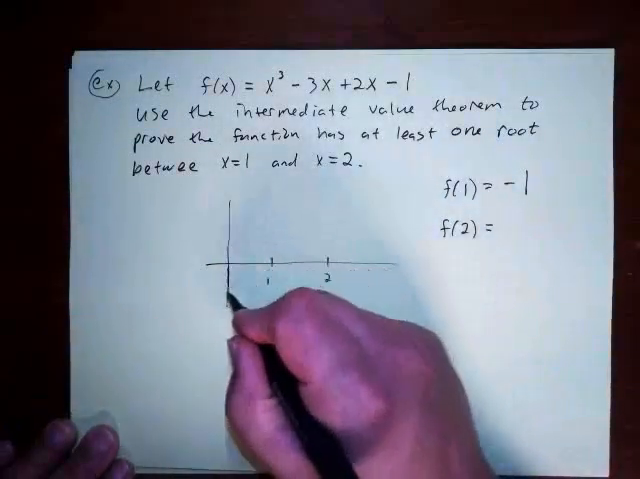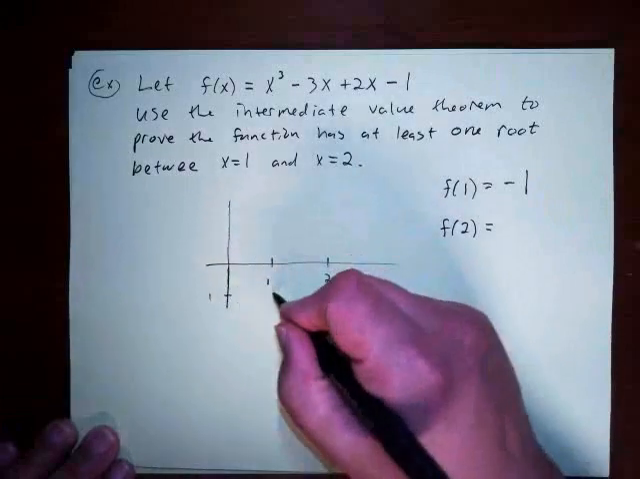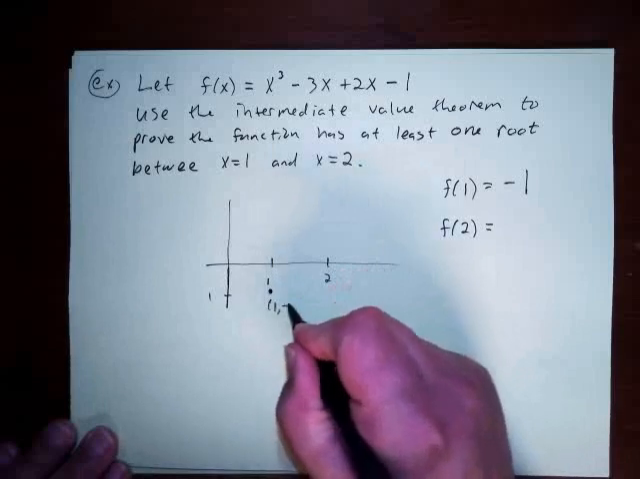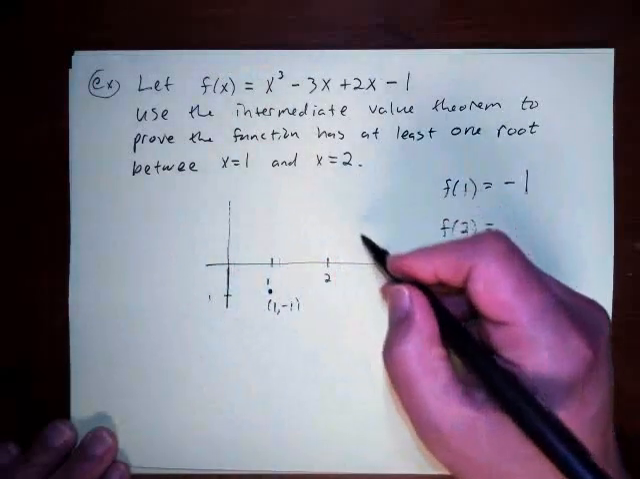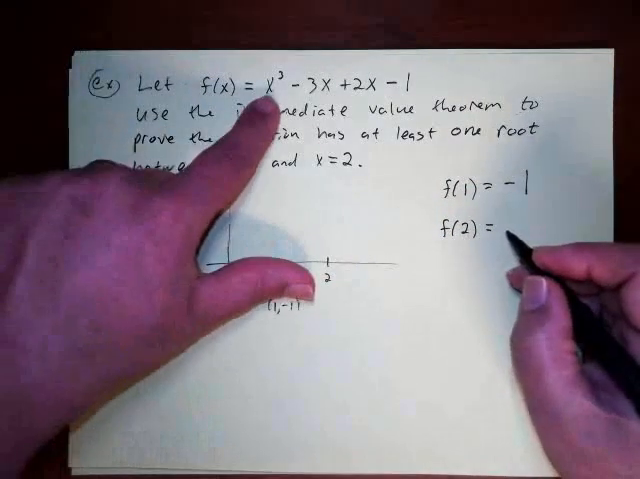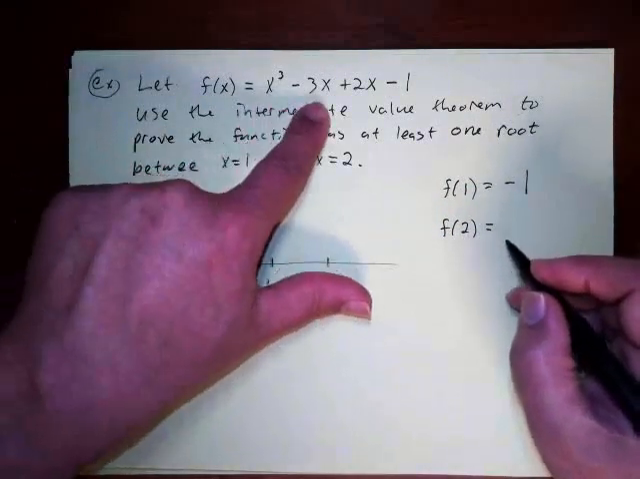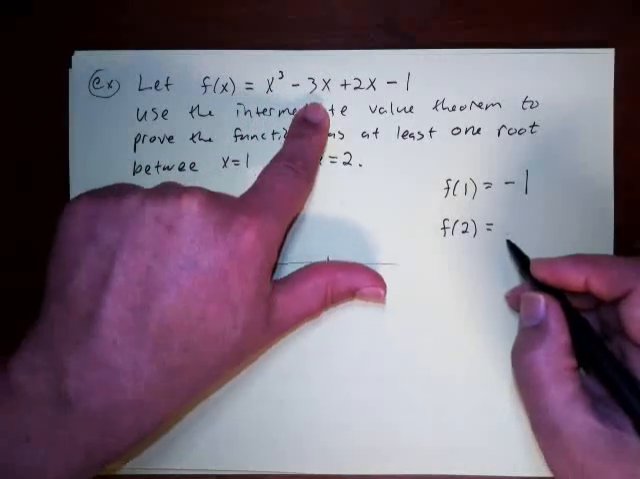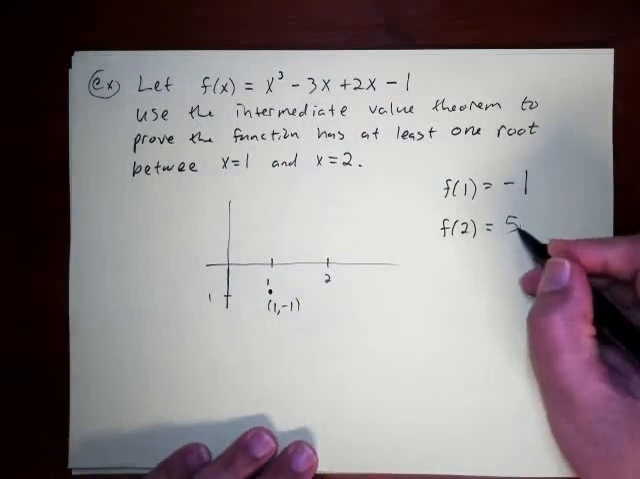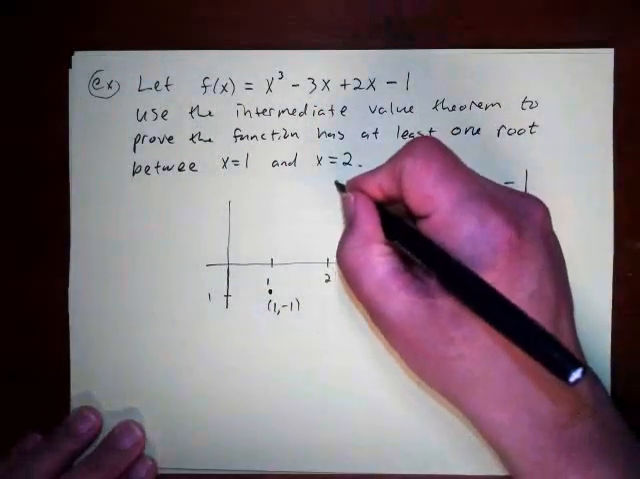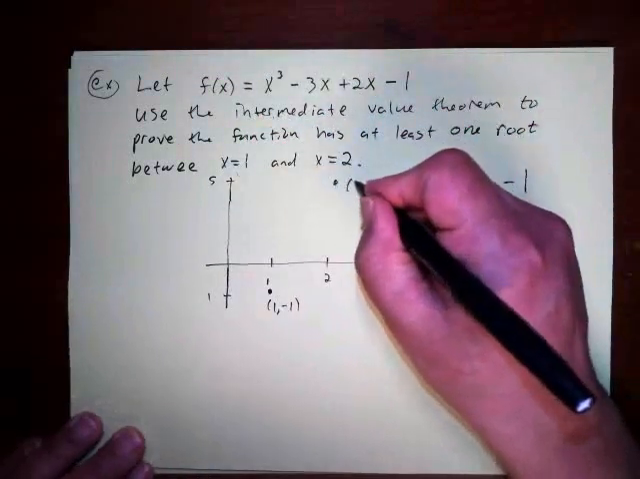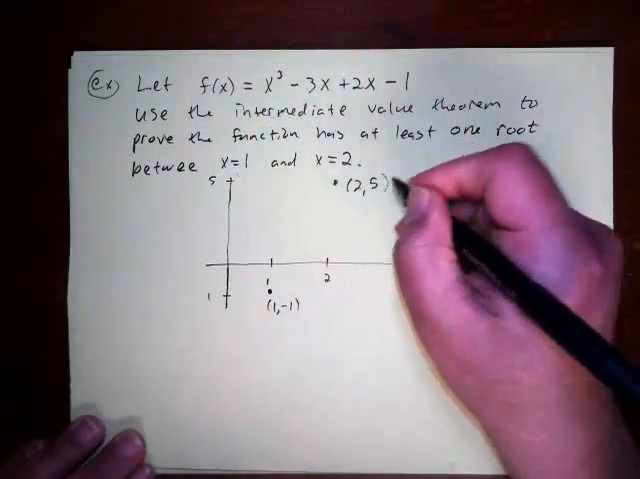So this polynomial, let's say this is 1, is going to go through this point. So this is the point (1, -1). And our polynomial, however it goes, is going through that point. Now, at 2 here, this is going to be 8 minus 6 is 2, plus 4 is 6, minus 1 is 5. So at 2, it's equal to 5. So let's say this is 5 up here, right? So this is the point (2, 5).